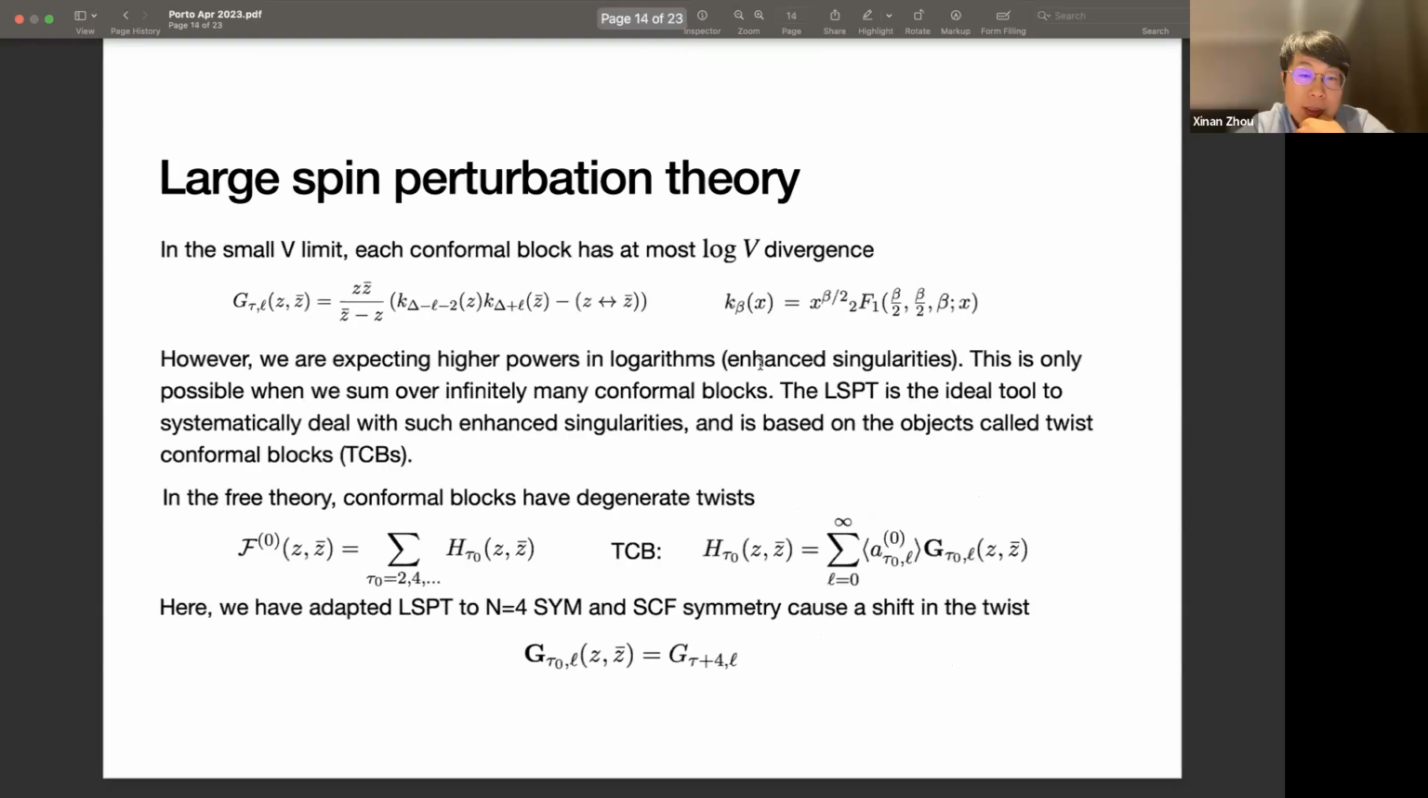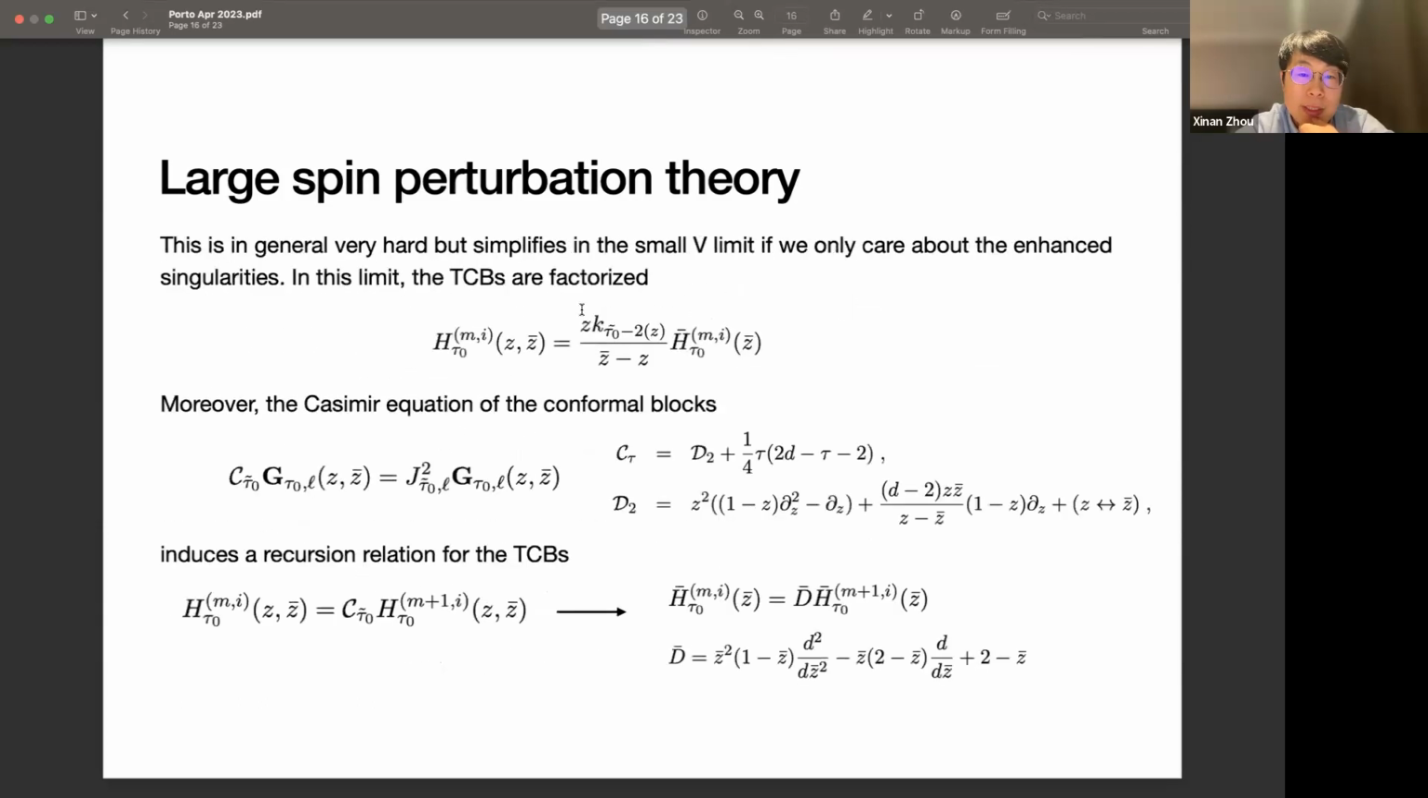So basically, you just use this expression here. You take the z bar goes to one limit, and you drop all the other non-enhanced terms. You find the conformal blocks are factorized, and as a result, the twist conformal blocks are also factorized. And from this h here, we define another function h bar, which only depends on z bar. And this z dependence just becomes this 2f1 here.